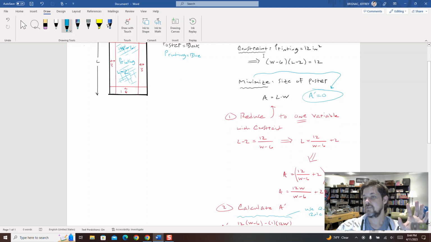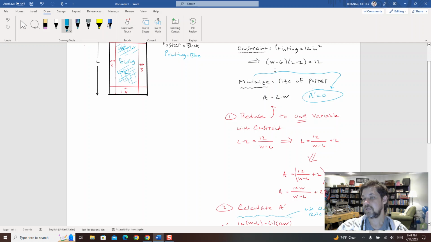So we use the constraint to do that. Okay, so I'll solve this constraint for either the width or the length, and then I'll sub that into the area equation, and that will reduce it to one variable. The way that I do that is I'll take this constraint, I can solve it for W or L, it doesn't really matter.